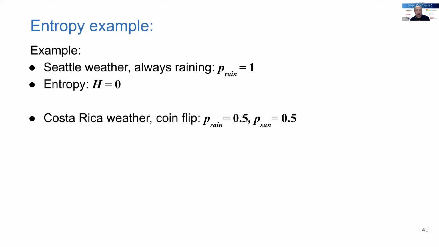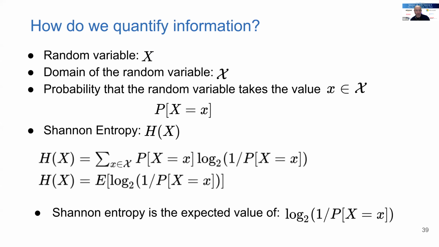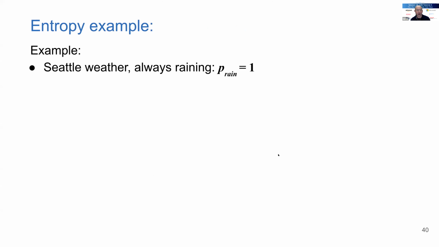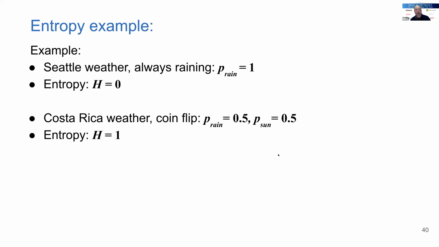So how much information do I gain? If you plug these values into the entropy formula I had before, this formula here, you have 2 values for the domain, rain or sun, and the probabilities are 0.5 for these. You do this log and everything, and what you'll get out of this computation is entropy 1. So it's 1 bit of information if it's evenly distributed.